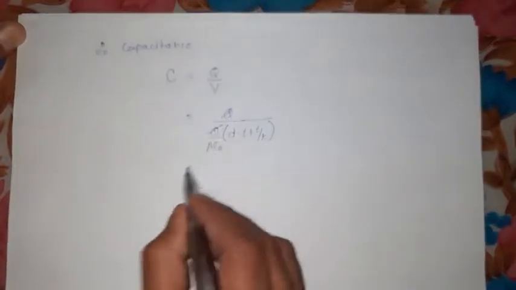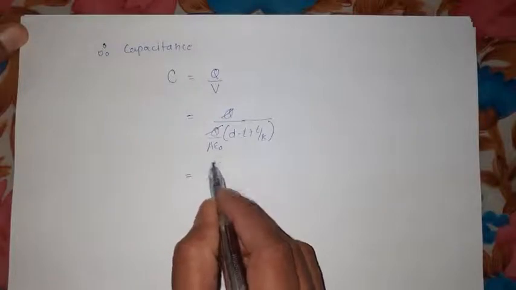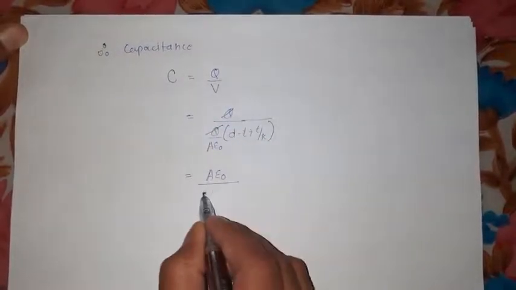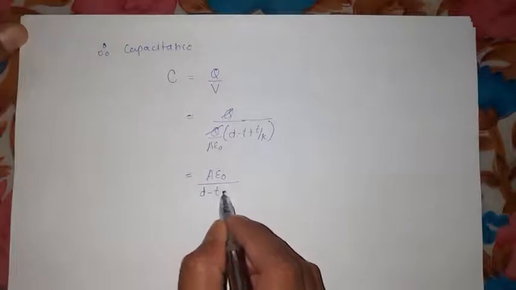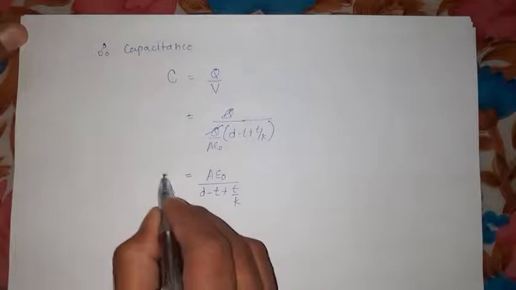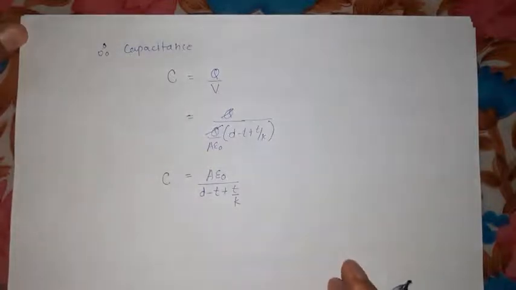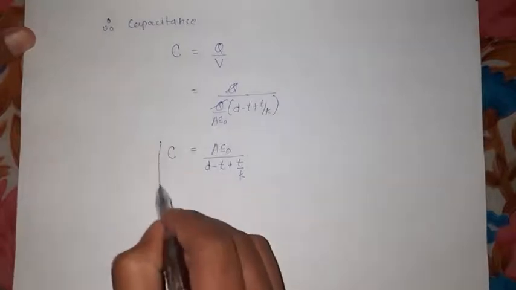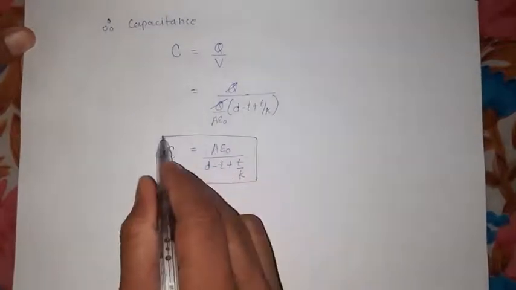So Q and Q are going to cancel, and A epsilon naught will go in the numerator, and the thing that will remain under is d minus t plus t by k. So it is the capacitance of this capacitor with a dielectric medium. This is the formula which you can use over there.